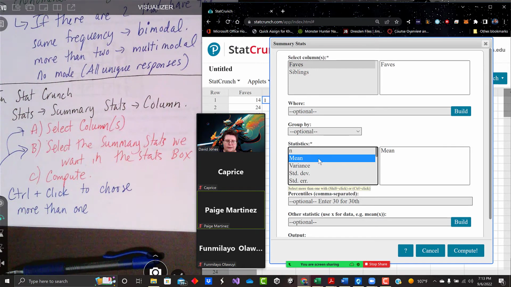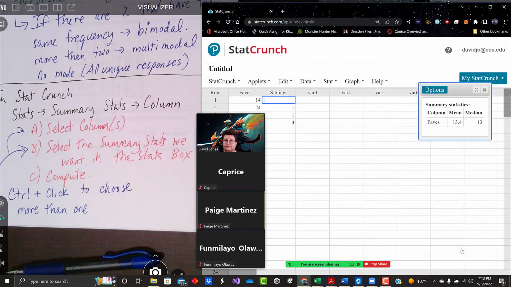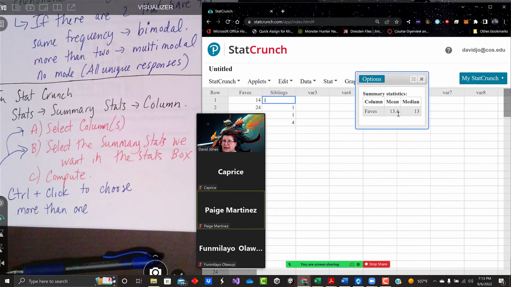So don't hold down the control key until you're ready to click the other item. I'm going to grab median, I'm going to click it. Then I just click compute. And we calculated both of these by hand, 13.4 and 13.